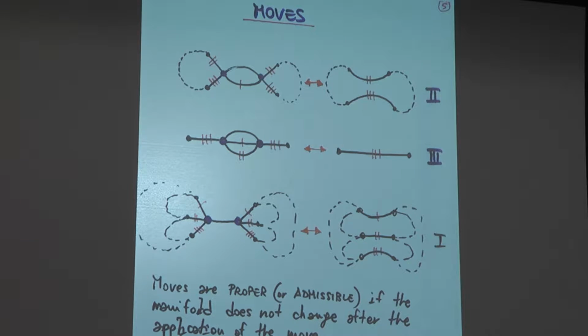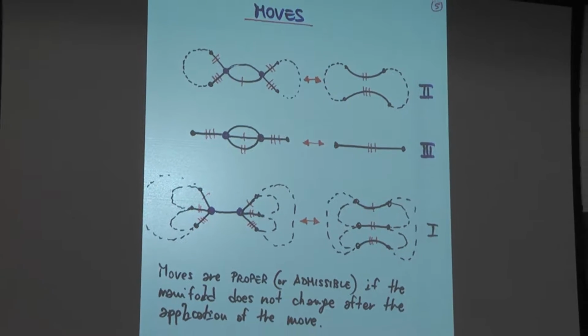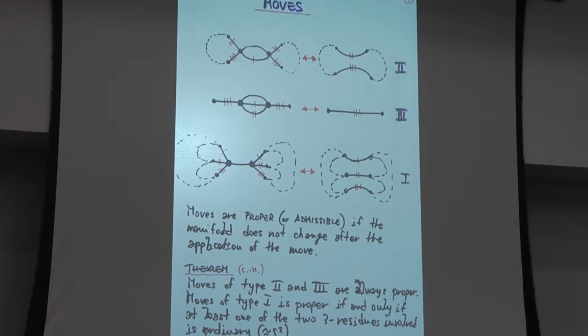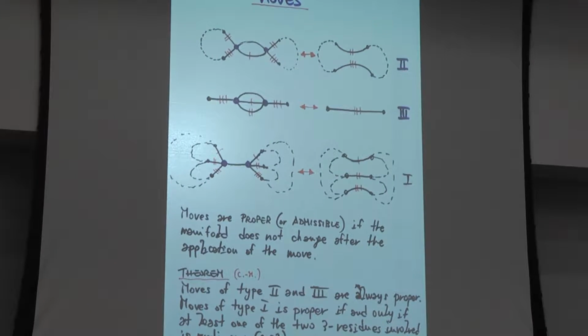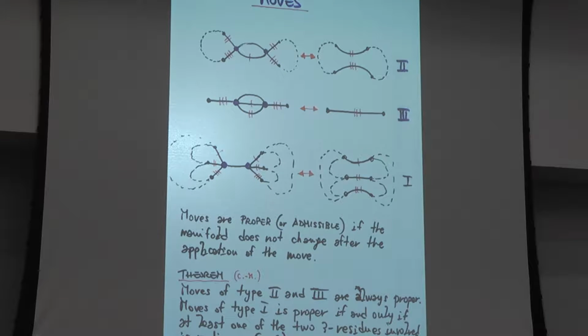Okay, moves. So we need some moves to connect different graphs giving the same manifold. These moves are well established in the closed case, and it's proven that the moves in the closed case are enough to connect different graphs giving the same manifold, but in the non-closed case it's not true. We will mention this. Okay, moves are called dipole moves. There are some local configurations in this.